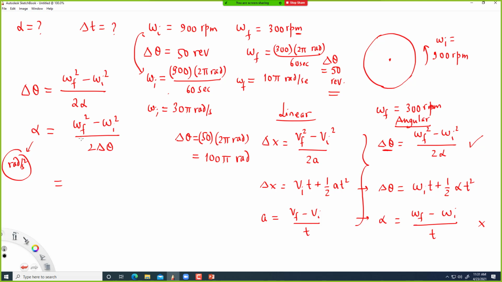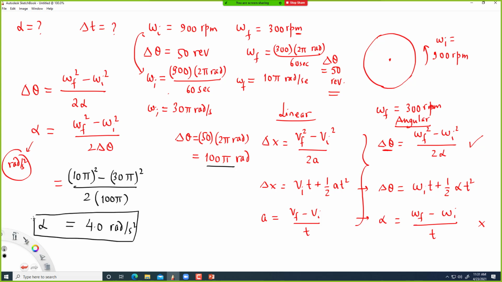So now let's plug in the numbers. Omega f, 10 pi squared, omega i, 30 pi squared, over 2 delta theta, where delta theta is 100 pi. So that will be our alpha. So alpha is 4 radian per second squared. And there's a negative sign here. This negative sign implies that it's slowing.